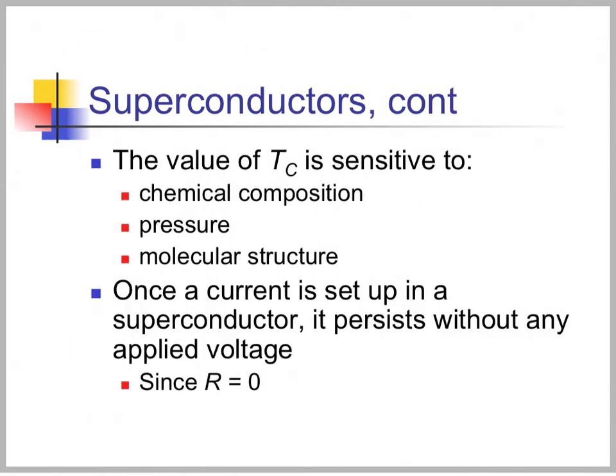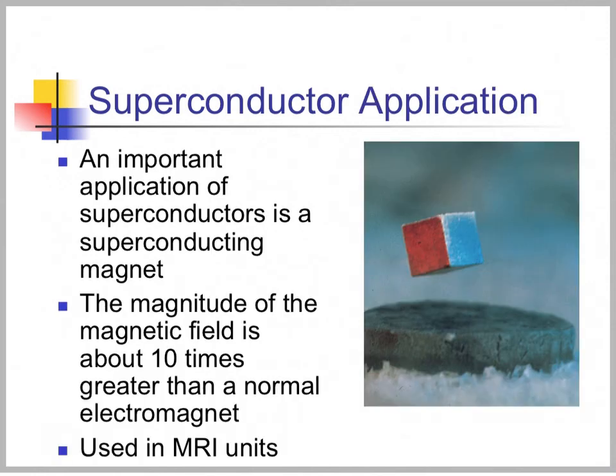The value of Tc is sensitive to things like the chemical composition, pressures, and molecular structures. But if I have a superconductor that has 0 resistance, and I set up a current in it, that current will persist without any applied voltage, since resistance is equal to 0.